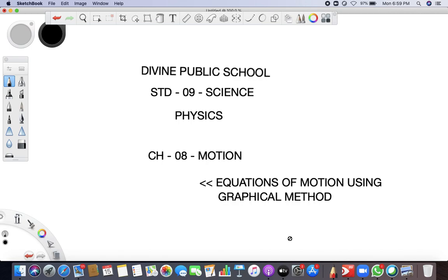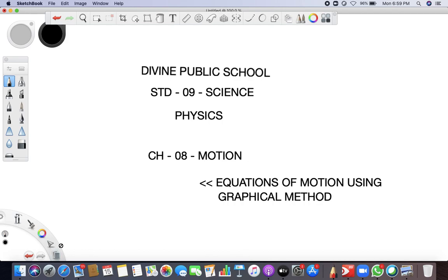Public School. I'm your science teacher. We are learning chapter 8, motion. Yesterday we started with equations of motion using the graphical method. Today we are going to derive all three equations. We have derived one equation already. Let me show you the other two also.